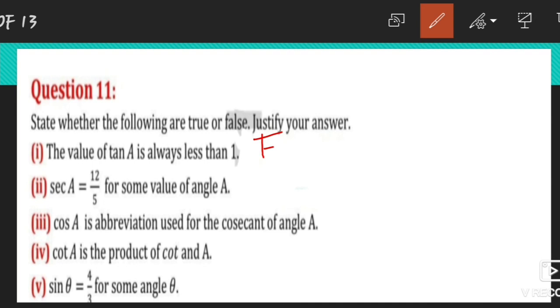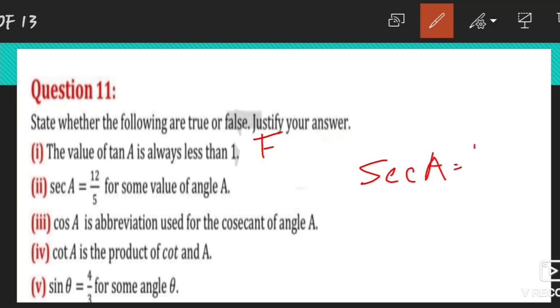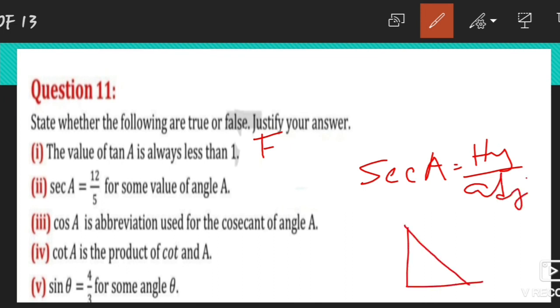Now the next one: sec A is equal to 12 by 5. You know the formula of sec A: sec A is hypotenuse by adjacent side. For a right angle triangle, the hypotenuse is always more than the perpendicular and the base. Here 12 is more than 5, right? So by the definition, since hypotenuse is more than adjacent, this statement is true, because it satisfies the rule of a right angle triangle.